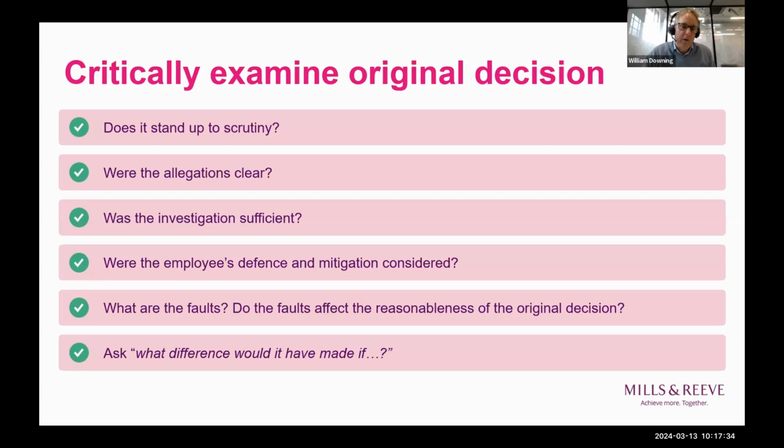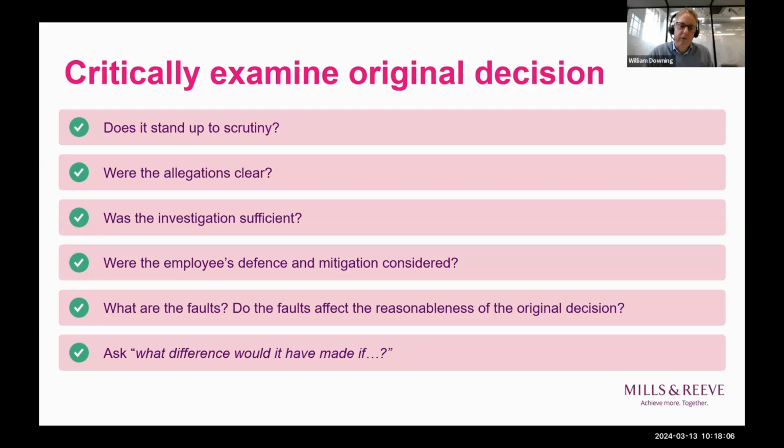In looking at whether that decision does stand up to scrutiny, one of the key aspects will be whether the allegations in a disciplinary process were clear. Did the individual that was subject to disciplinary sanction understand what they were being accused of, and is that what they were actually dealt with? The decision in relation to misconduct was taken on those allegations, and there wasn't extraneous information that came into play.